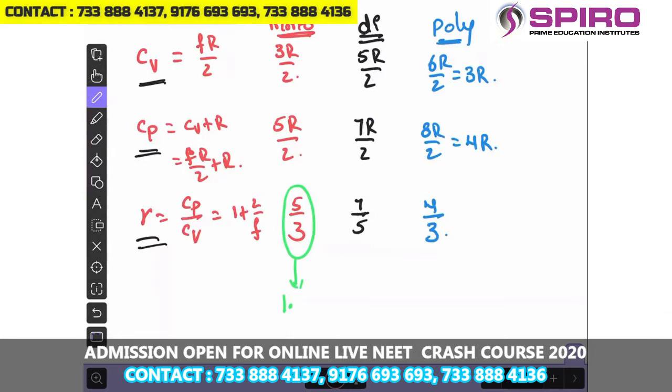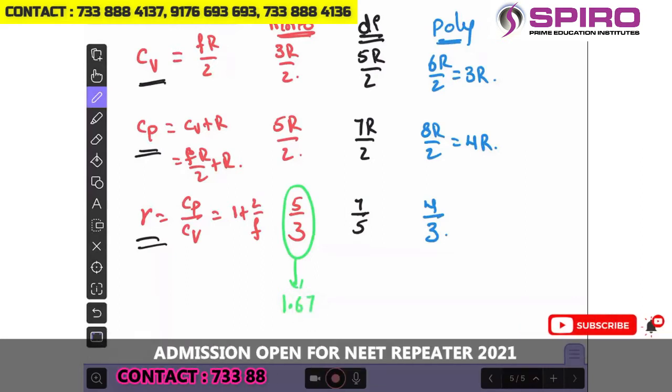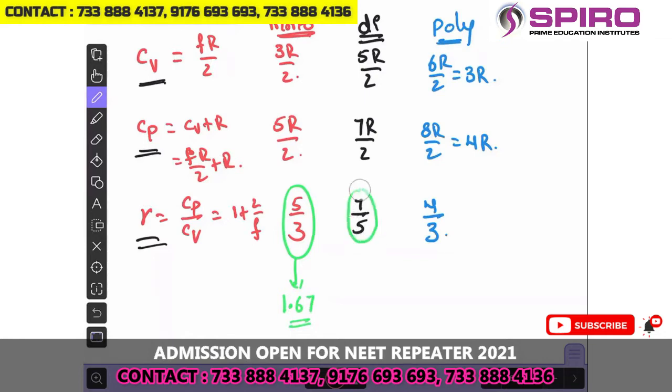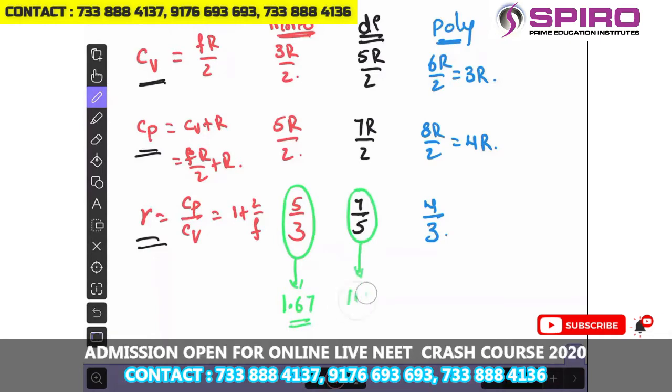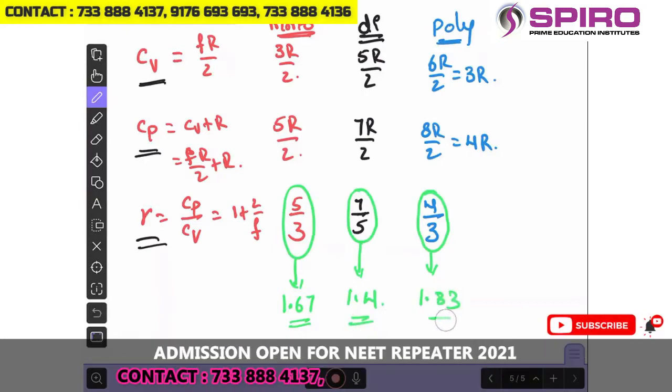1.67 is the gamma value for monoatomic gas, and the gamma value for diatomic gas will be 1.4, and that for the polyatomic gas, this will be 4 by 3. 4 by 3 means how much? 1.33. You see what happens to the adiabatic ratio, gamma?